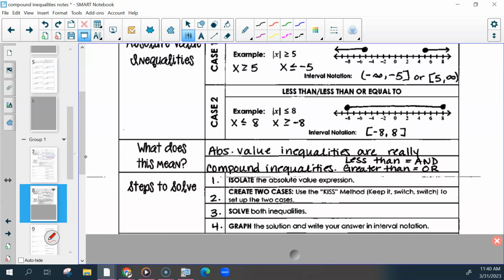So absolute value inequalities are really compound inequalities, so that's good because we just did that. Less than and less than or equal to is "and." Greater than and greater than or equal to are "or."